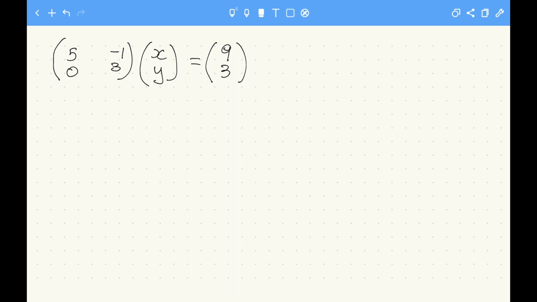Now for this last part of the question, they give us this equation of matrices: the matrix 5, -1, 0, 3 multiplied by the column matrix x, y is equal to the column matrix 9, 3. And they're asking us to solve for x and y. Now, let's look at something here.